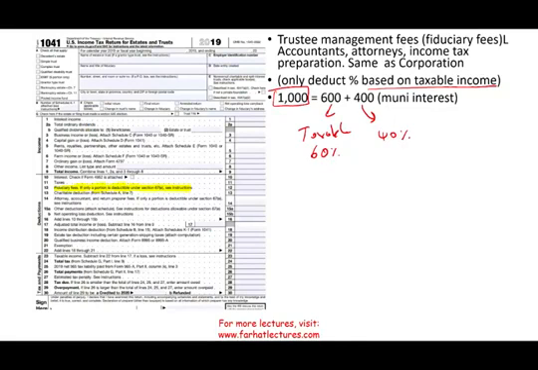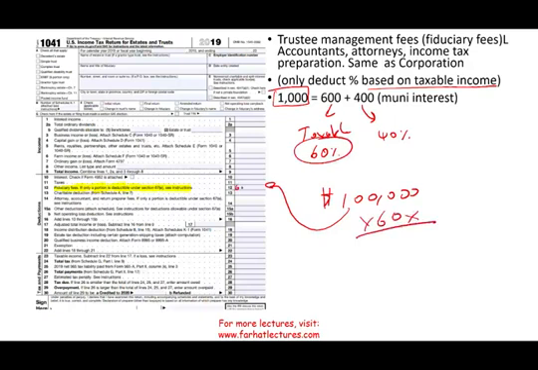Now, if you're paying this person to manage your fund, I'm going to make this unusual, $100,000. Well, you won't pay somebody $100,000 if you're only making $1,000, but that's beside the point. The only amount that you can deduct here is 60% of the salary. Therefore, you can deduct $60,000. Again, the example is a little bit out of whack, because how can you make only $1,000 in interest and you're paying someone $100,000 to run your trust? Okay, but that's beside the point.